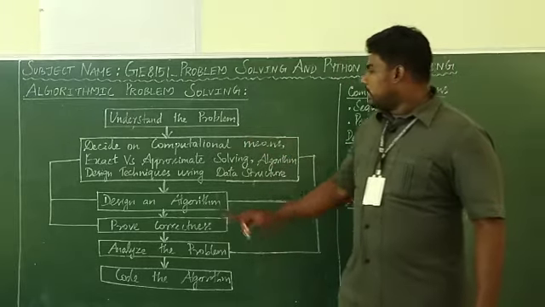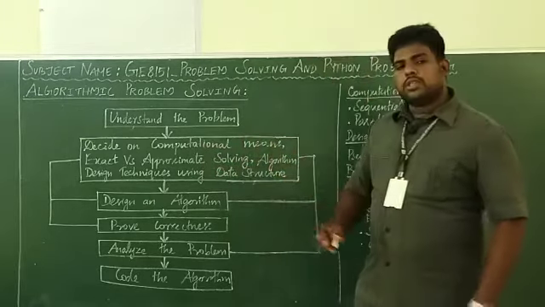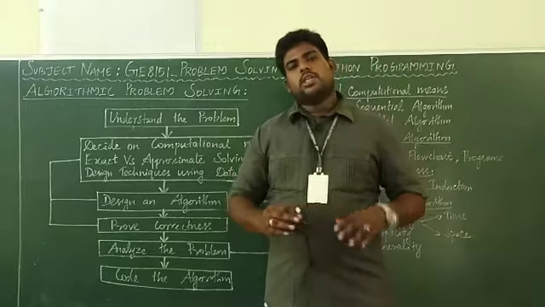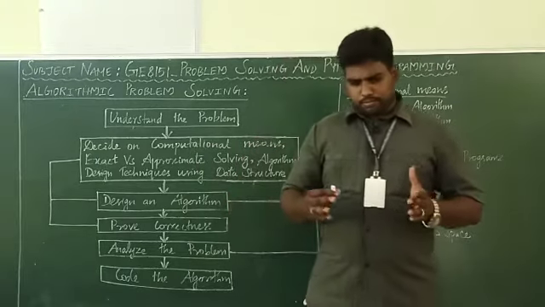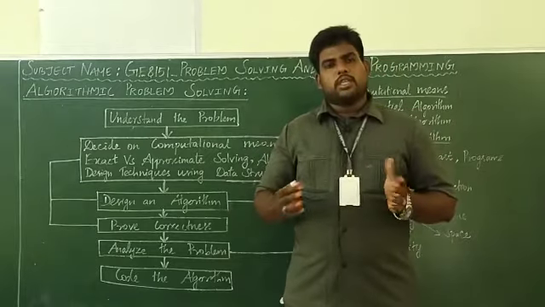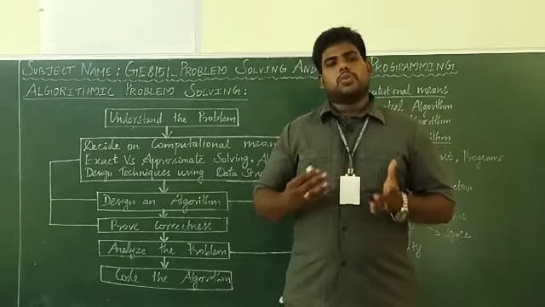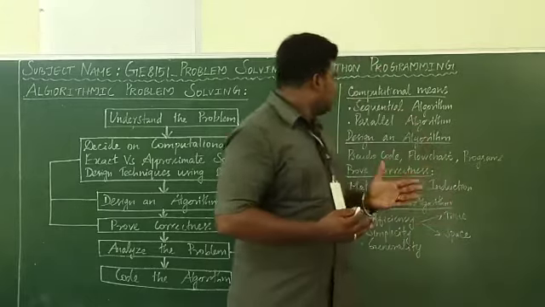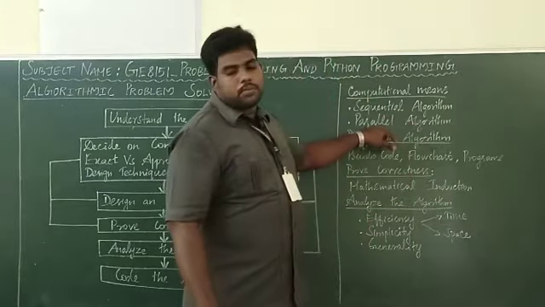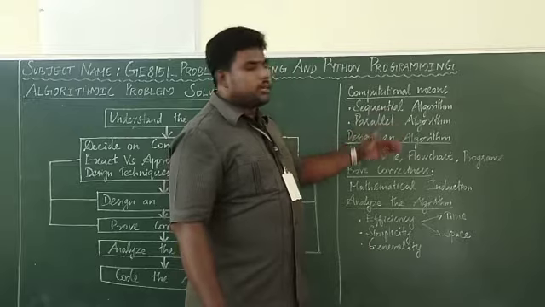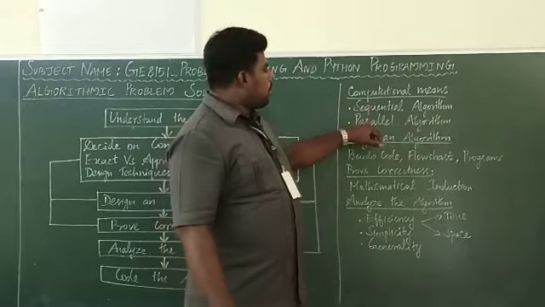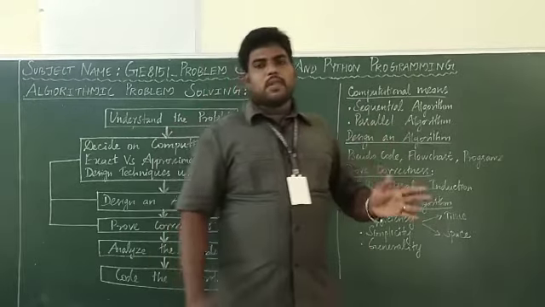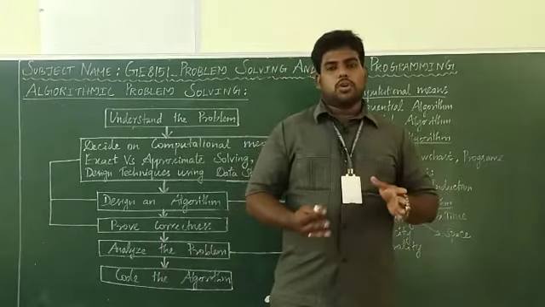The second one is deciding on computational means. What is deciding on computational means? We can write the algorithm in various ways, with various complexity. There are two types of ways we can write: one is the sequential algorithm, the other is the parallel algorithm. Sequential algorithm means step by step. Parallel algorithm means at a time we are executing one or more algorithms.